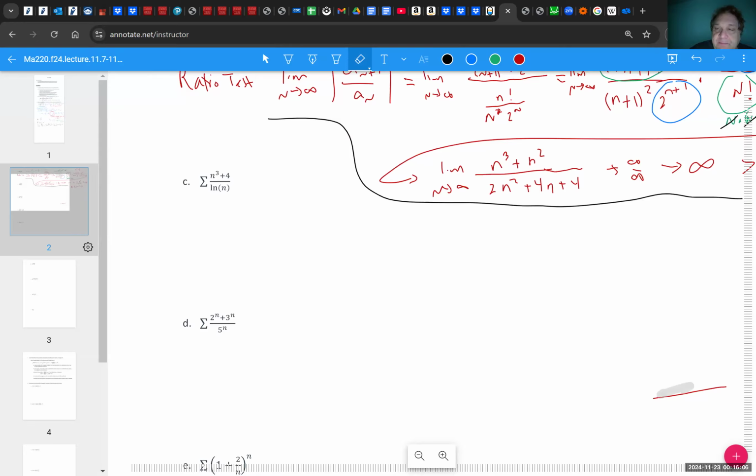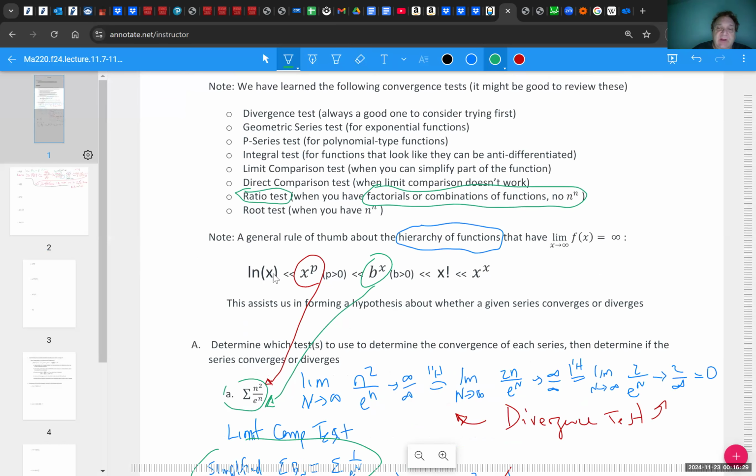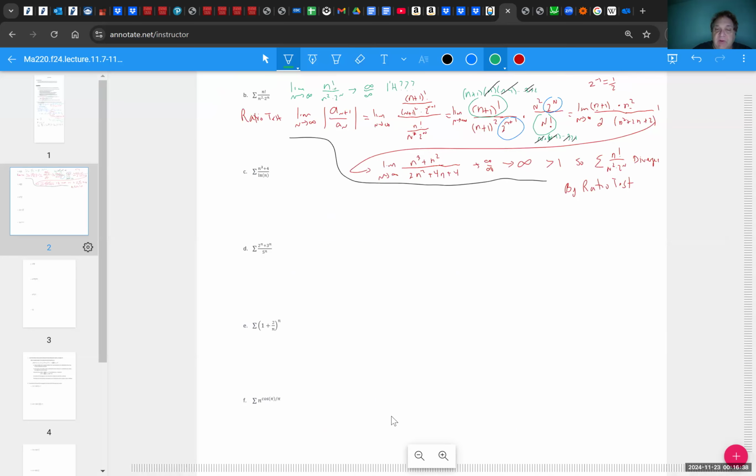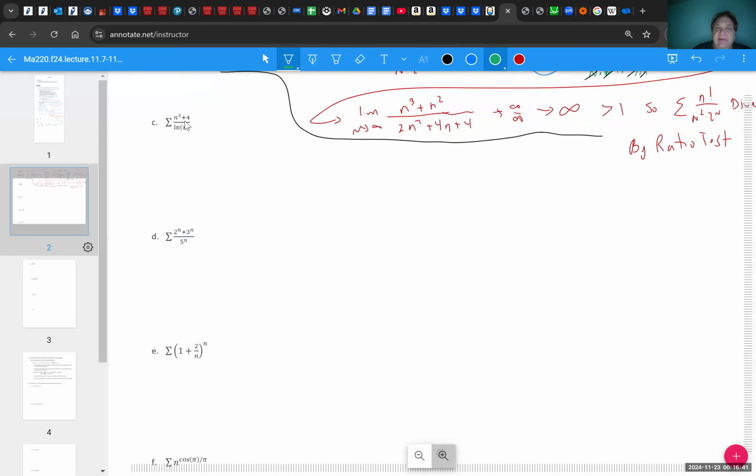So example C, we have n cubed plus 4 over ln n. Again, if you look at your hierarchy of functions, you have something which is a polynomial, n cubed, on the top and a natural log on the bottom. Just to remind you, natural log is the smallest of the ones that go to infinity, and the polynomial is super larger than the logarithm. So if we were going to guess, we would guess that the n cubed is so much larger than the ln n that the ln n doesn't really matter anymore.